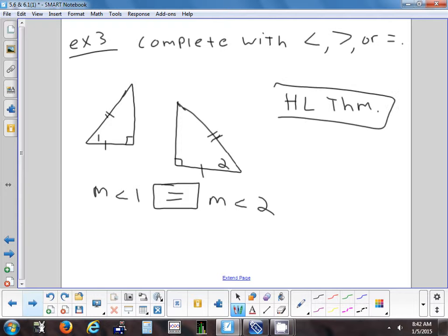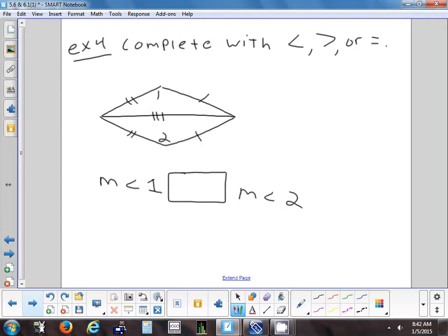Good job. The hypotenuse leg theorem says if you've got a hypotenuse and a leg in one triangle congruent to a hypotenuse and a leg in another right triangle, then the triangles are congruent, which means everything matches. All the sides, all the angles. Very good. One time I just think that congruent mark is poorly written. Well, they'll make it clear on the test for you. So very good, hypotenuse leg theorem.